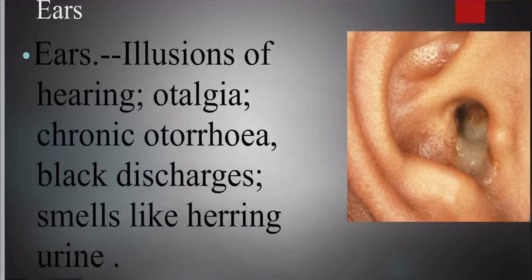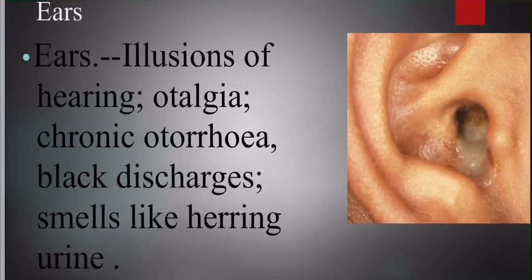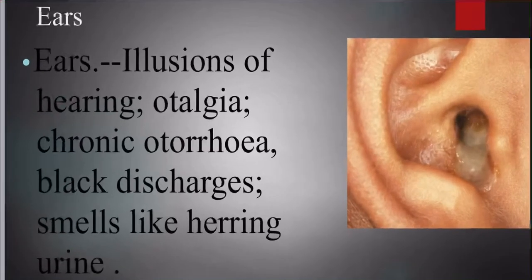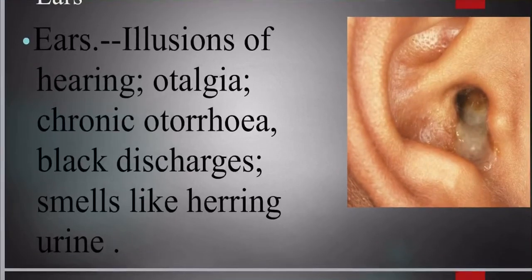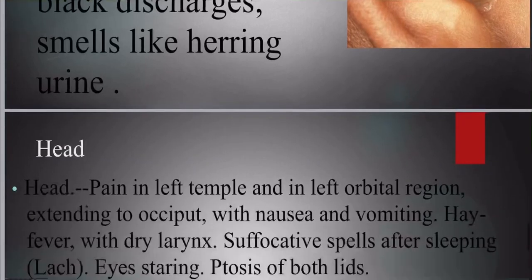Ears, illusions of hearing. The person feels that somebody is calling him, or he has illusions of sounds, of noises as though somebody is speaking. Illusions of hearing. Otalgia, chronic otorrhea. You can see the discharges here from chronic, years long. Black discharge, the earwax, the discharge is black. It smells like herring urine. It smells like urine. It is very offensive. Here there are black discharges which smell like urine, chronic otorrhea, otalgia, and also the person has illusion of hearing.